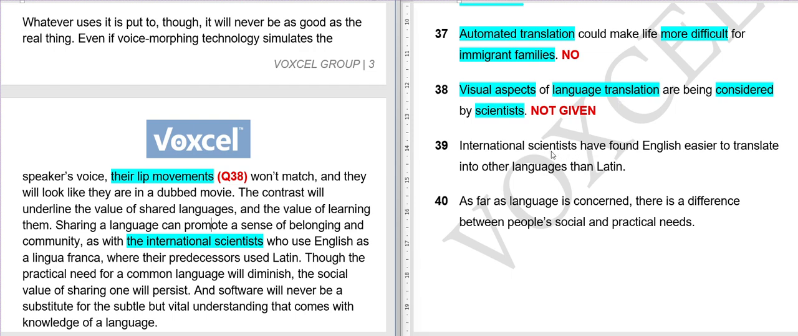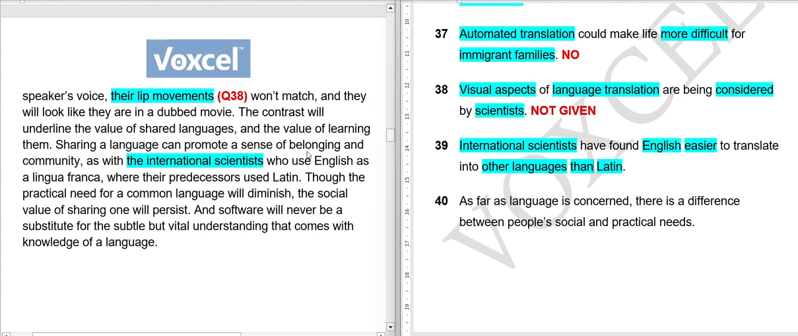Okay, 39th question. International scientists have found English easier to translate into other languages than Latin. So we have read about international scientists, and we have read about English and Latin. The answer will be yes when they found that English is easier to translate into other languages than Latin, meaning translating from English to Latin is more difficult than translating English into other languages. Here is something like that: sharing a language can promote a sense of belonging and community with the international scientists who use English as their lingua franca, where their predecessors used Latin. Though the practical need for a common language will diminish, the social value of sharing one will persist. So here is our location, and it's quite easy to understand the answer.